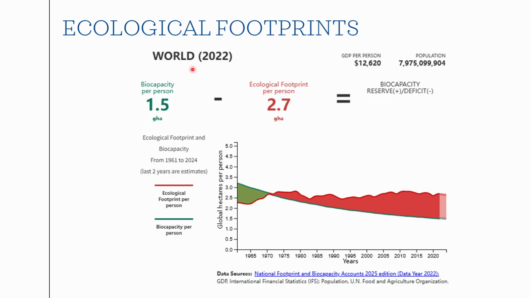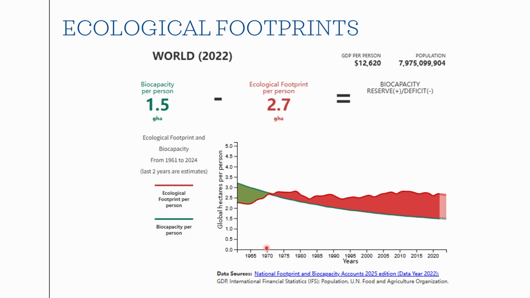This is looking at the world condition in the year 2025, and this graph here is very interesting. This is showing the global hectares of land that every person uses, right? And so what we have graphed here is the red is the ecological footprint, and we can see that is graphed here. And then the green line is the biocapacity.